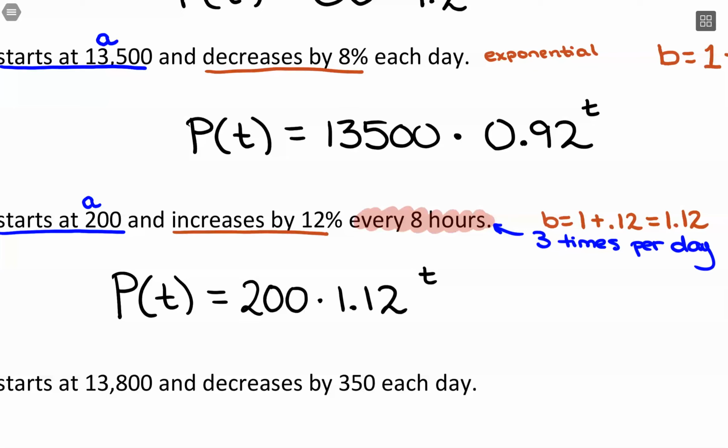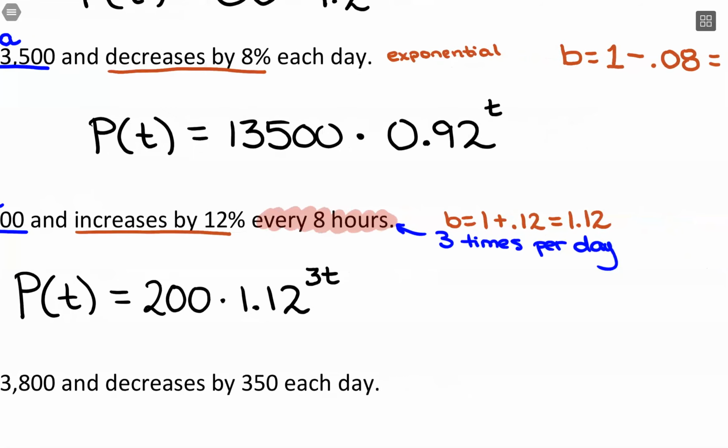So what I'm going to do is next to t, I'm going to multiply it by 3. So what that would mean is, if I checked what would happen within 1 day, I would have that 200 times 1.12, and then in my exponent, I would have a 3 times 1. So this would take care of that there's been this exponential growth 3 times within that single day. So we're getting this multiplication so that that growth can happen more often.